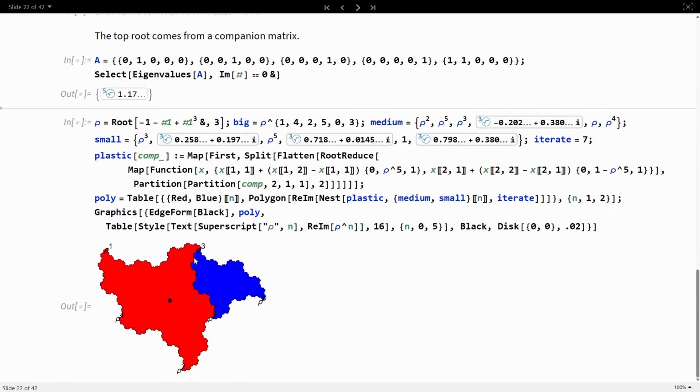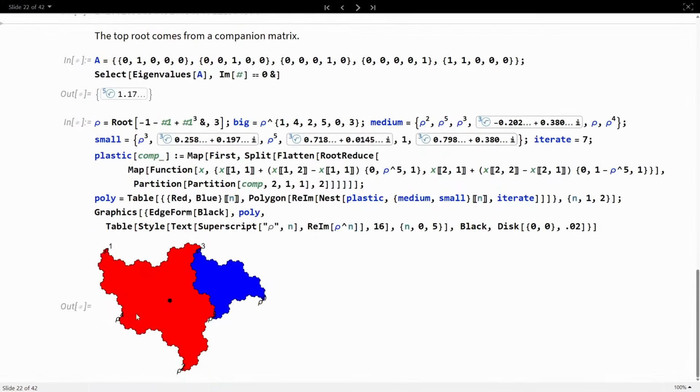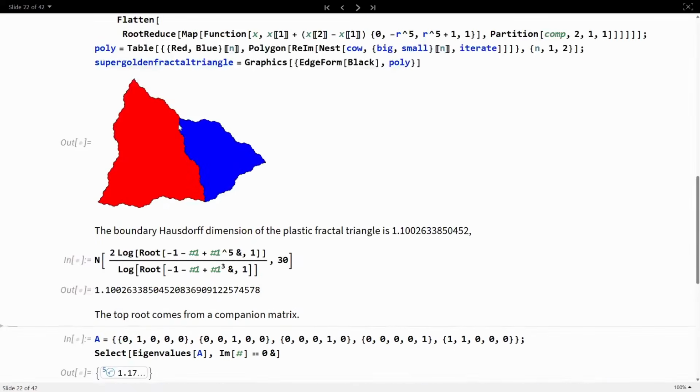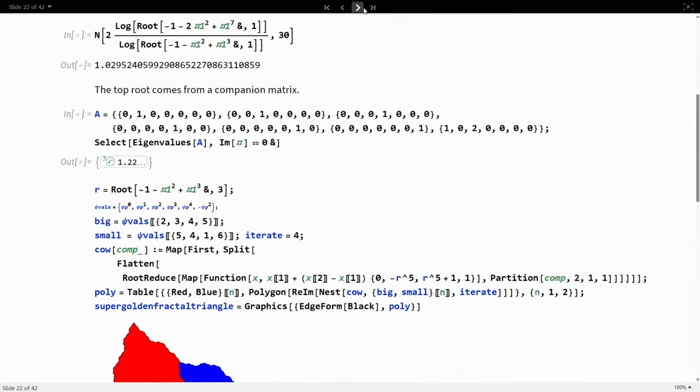So if we look at the root of the plastic constant and take the log and use this order 5 polynomial, x to the fifth equals x plus 1, this gives the Hausdorff dimension of the plastic fractal triangle. And these two are new constants I found while putting this talk together.